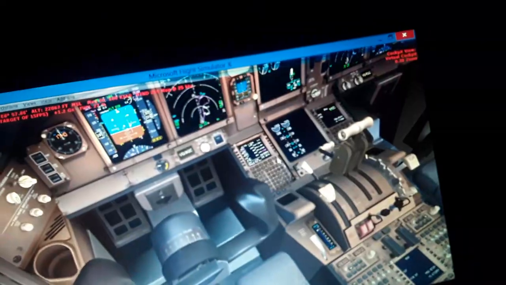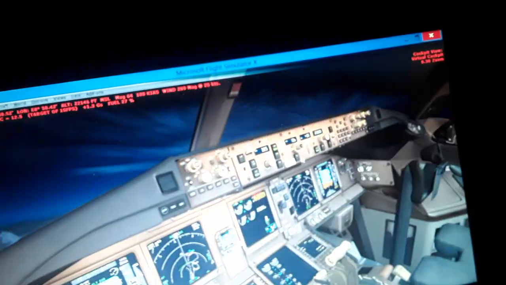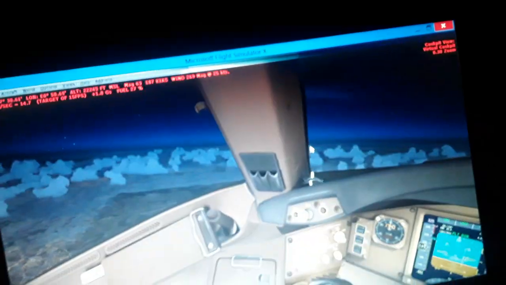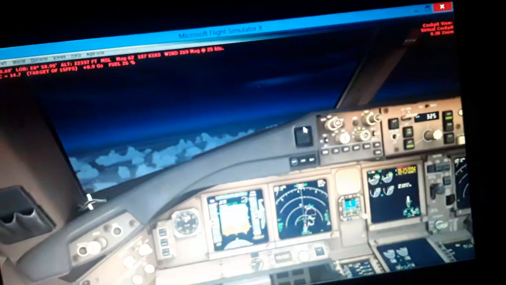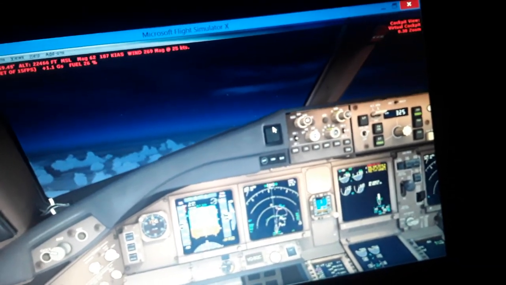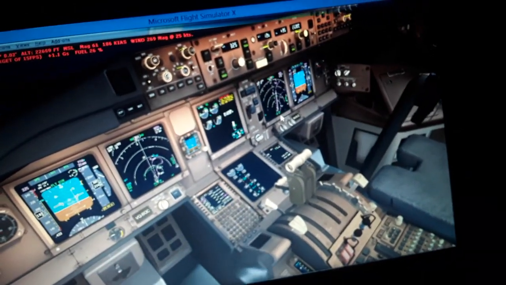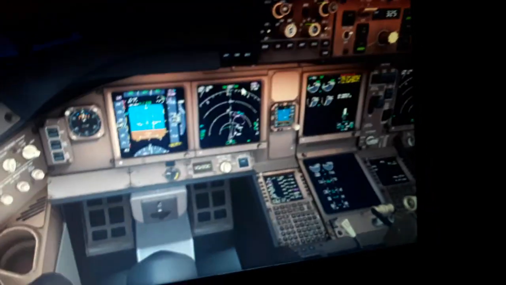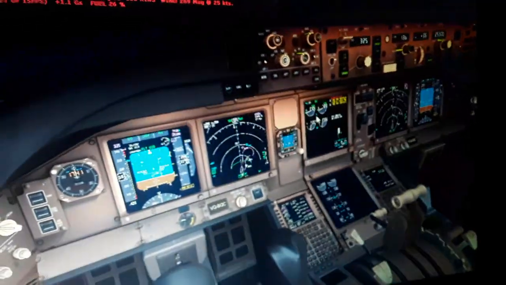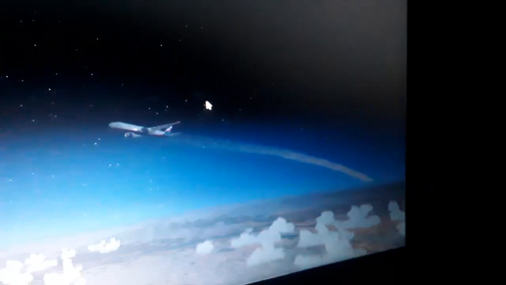Keep climbing a little bit higher. We need to see the chemtrails. 32,400. We must have the chemtrails now. Here we are, chemtrails. The frozen vapor from the turbofan engine.